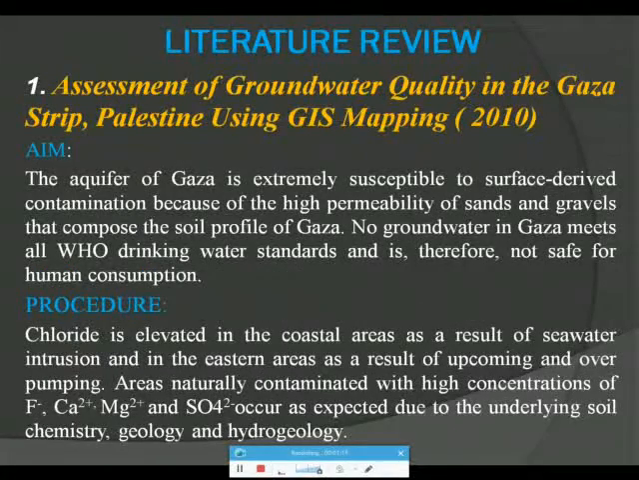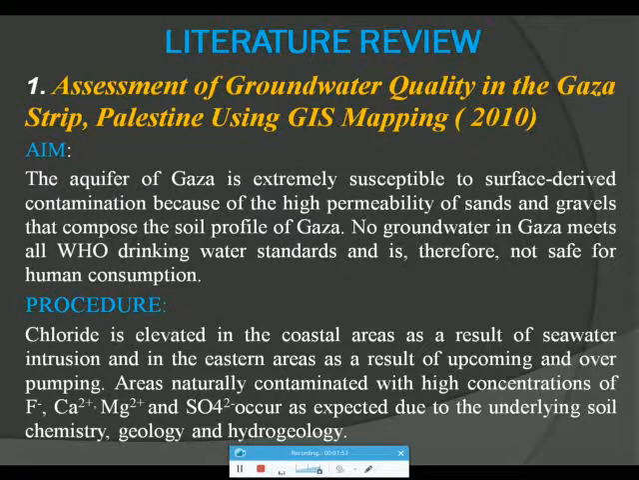Literature review. Assessment of groundwater quality in Gaza Strip, Palestine using GIS mapping. Aim. The aquifer of Gaza is extremely susceptible to surface-derived contamination because of the high permeability of sand and gravel that compose the soil profile of Gaza. No groundwater in Gaza meets all our drinking water standards and is therefore not safe for human consumption.